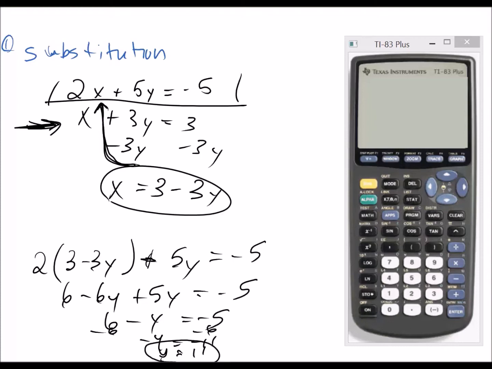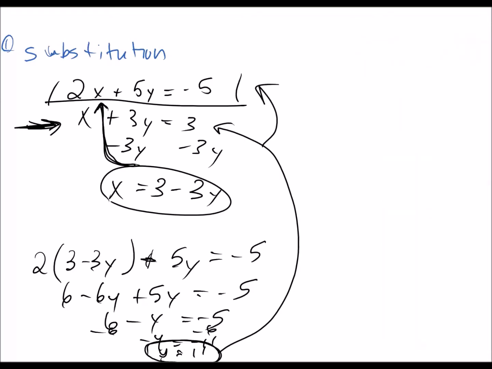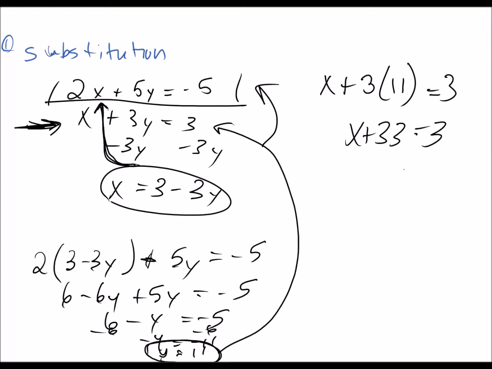So y equals 11. Now what we're going to do is take y equals 11, and we're going to plug it into one of these two equations. It doesn't really matter which one. Let's just plug it into the second one. Why not? So you have x plus 3 times 11 is equal to 3. So x plus 33 is equal to 3. X is equal to negative 30. And so your answer as a coordinate pair is these two lines will intersect at negative 30, 11.